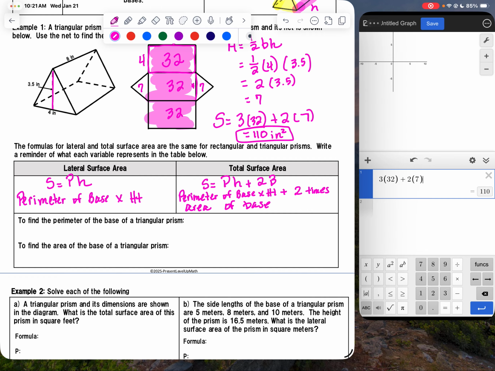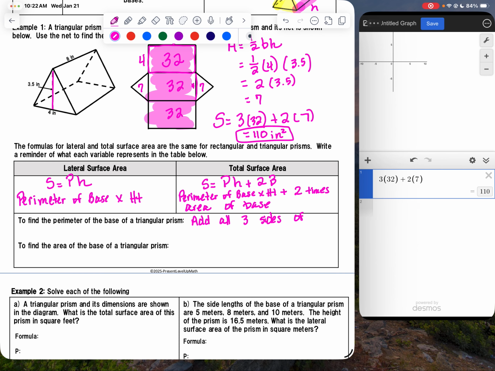Now, a couple reminders here. To find the perimeter of the base of a triangular prism, you simply add all 3 sides of the base. To find the area of the base of the triangular prism, you use the formula area equals 1/2 base times the height. Area equals 1/2 times the length of the base times the height.